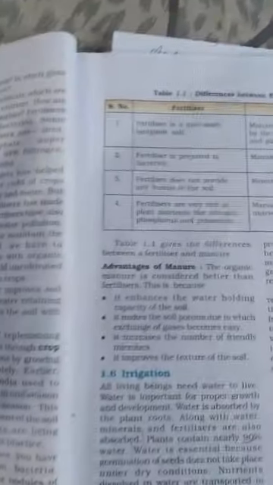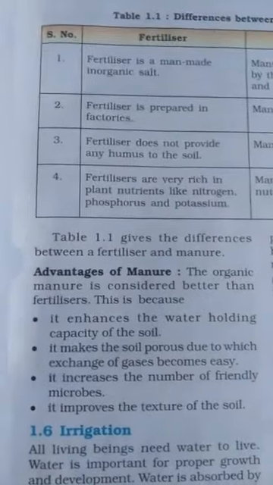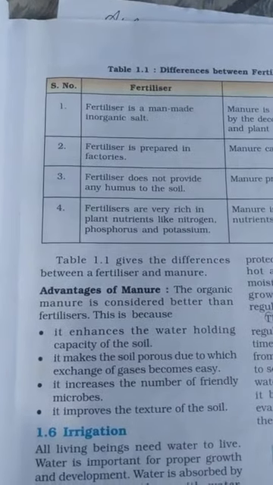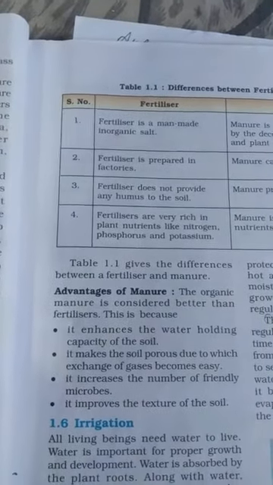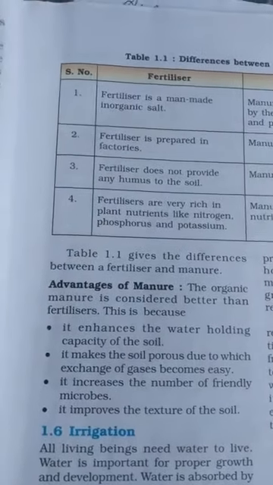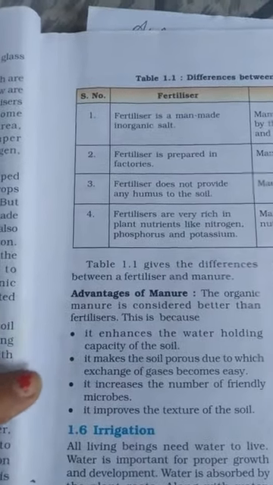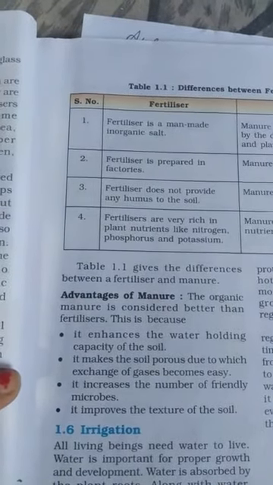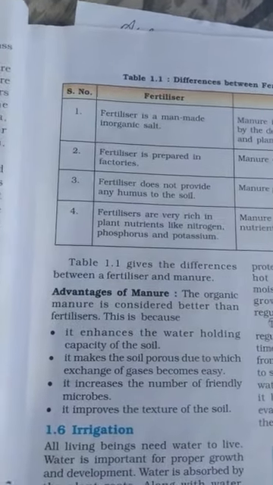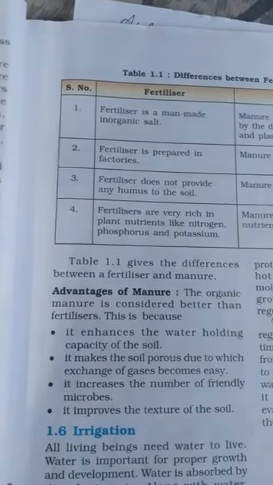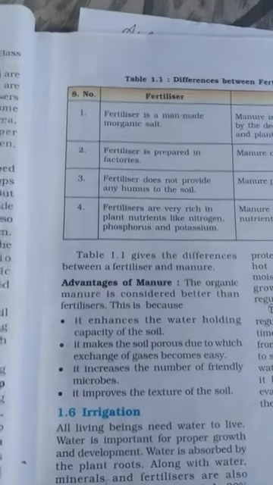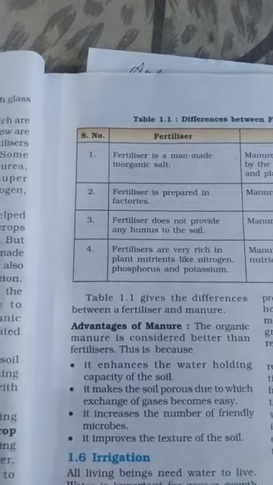And there are some advantages of the manure. Manure is more healthy for the soil in comparison to the fertilizers, because you can see the advantage of the manure, why we are adding them. Manure enhances the water holding capacity of the soil. It makes the soil porous so that gases can be exchanged easily. It increases the number of microbes which live in the soil, earthworms and other bacteria. It improves the texture of the soil. So these are the benefits of the manure.